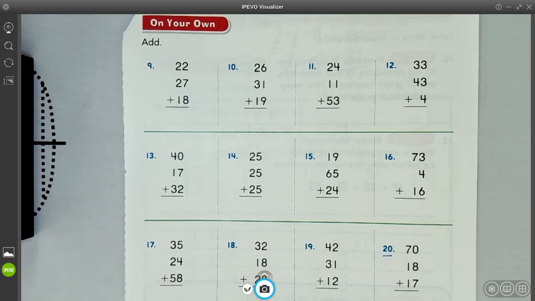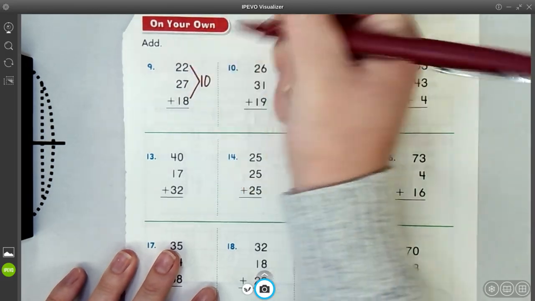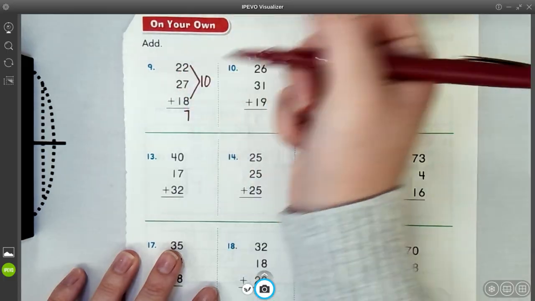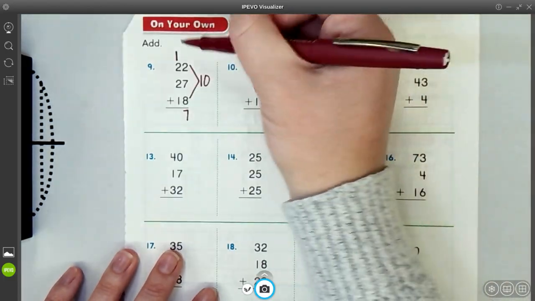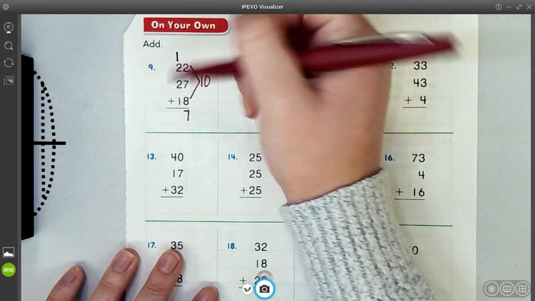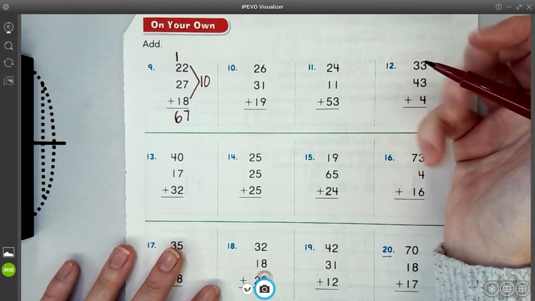All right, second graders. So number 9, we have 22 plus 27 plus 18. I see a 10 right there. So I can add my 2 and 8 to make 10. Plus 7 more is 17. So I have 7 in my ones place, 1 in my tens place. Then when I add my tens, 1 plus 2 equals 3, plus 2 equals 5, plus 1 equals 6. So the answer is 67.